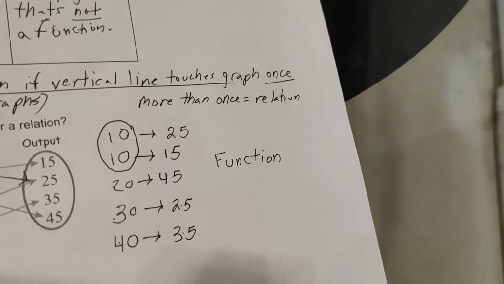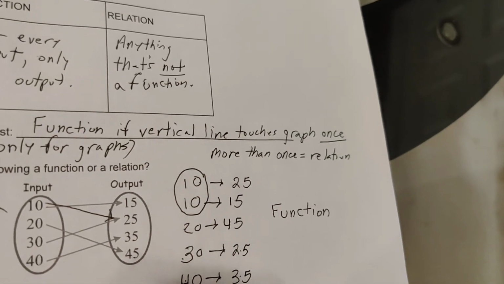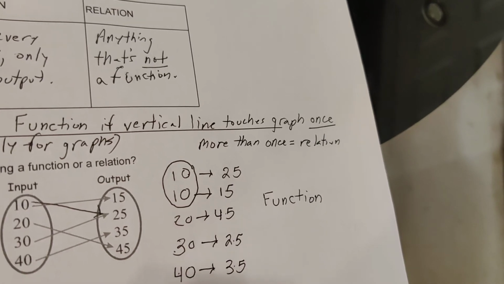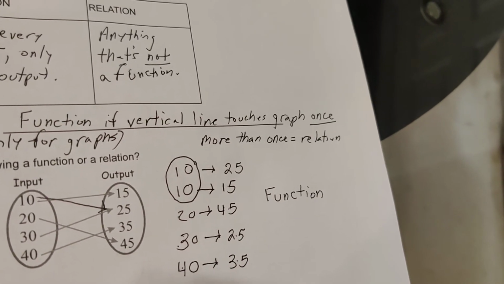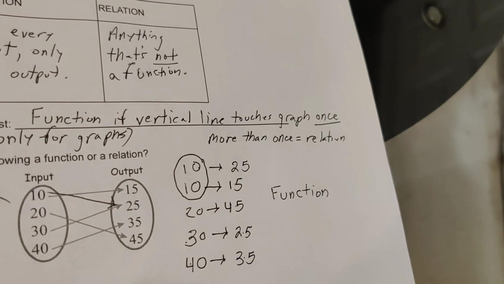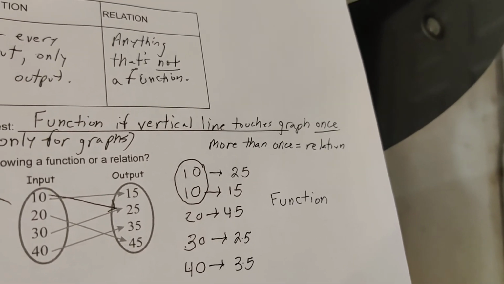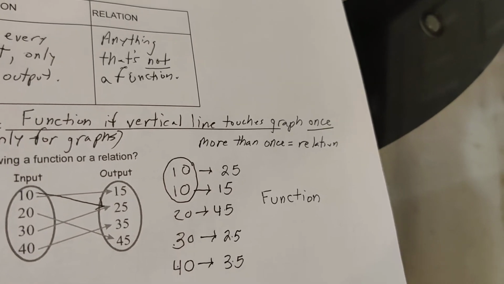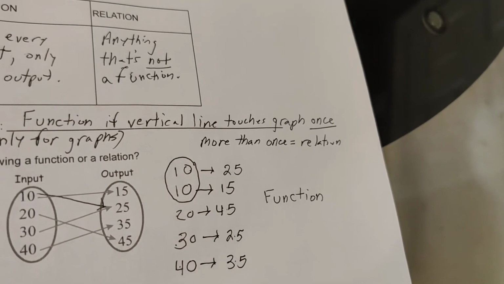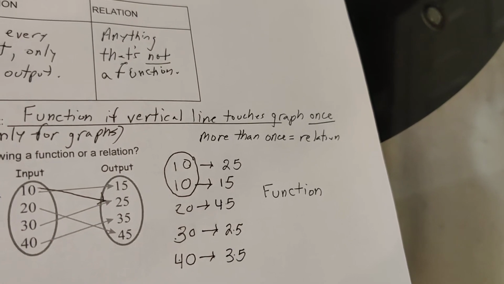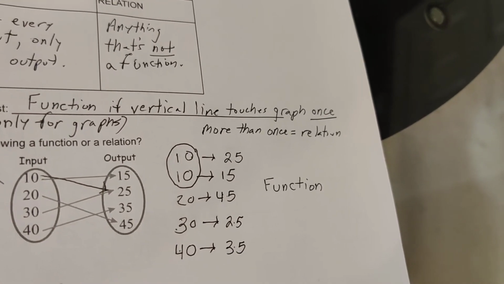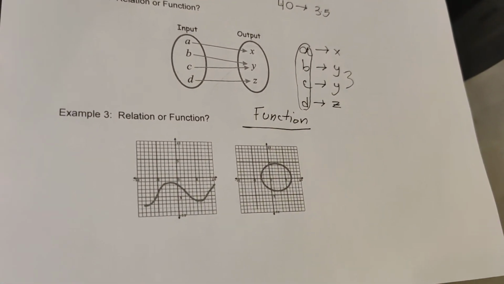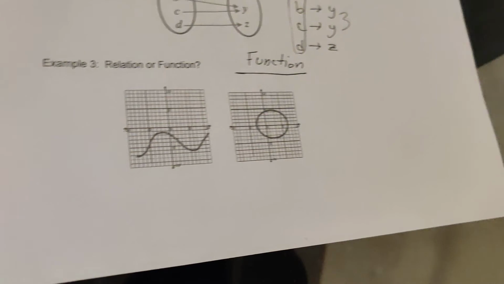So it's just like we were talking about. If the vertical line that we draw touches the graph only once, that means every input is going to have only one output, and therefore it's going to be a function. If the vertical line that we construct hits the graph more than once, that means there's some input that has more than one output, and therefore it's not a function, it is a relation. So we're going to go to example 3 and see how that works.